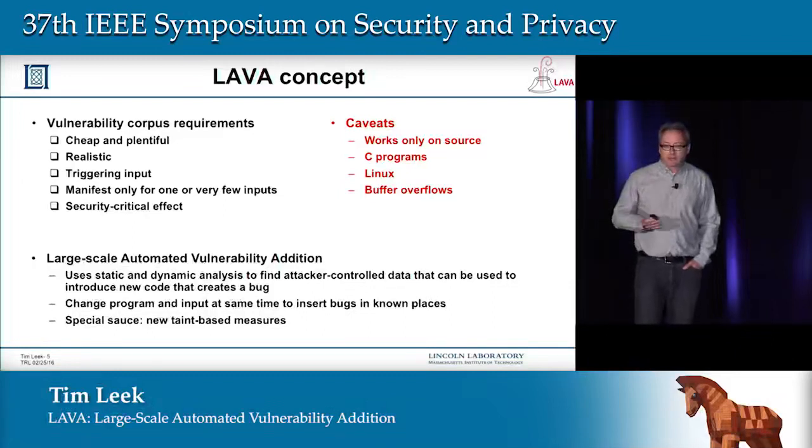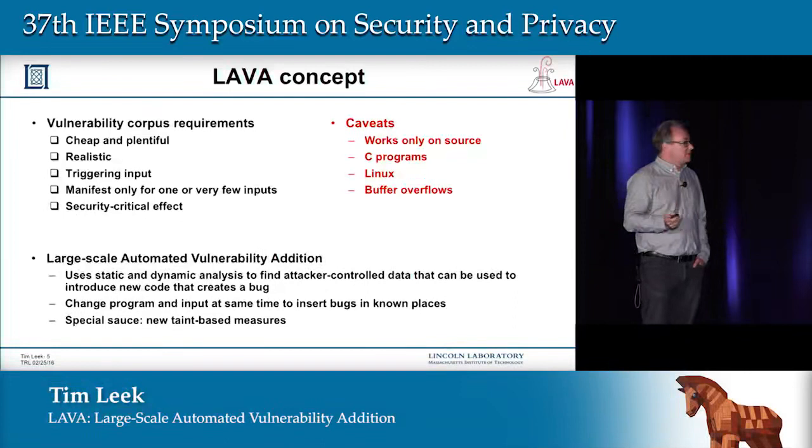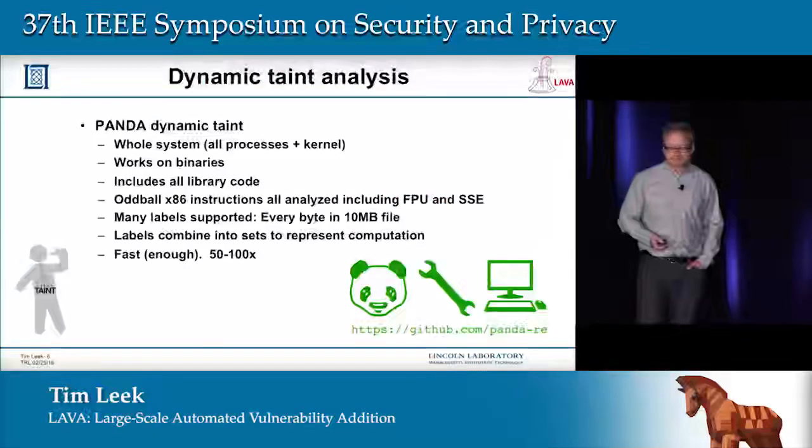We use a combination of static, but mostly dynamic analysis to find attacker-controlled data that can be used to introduce new code that creates a bug. And what we do is actually change the program source code and the input at the same time to make sure that the bug really manifests itself. The special sauce is here some new taint-based measures that make this possible.